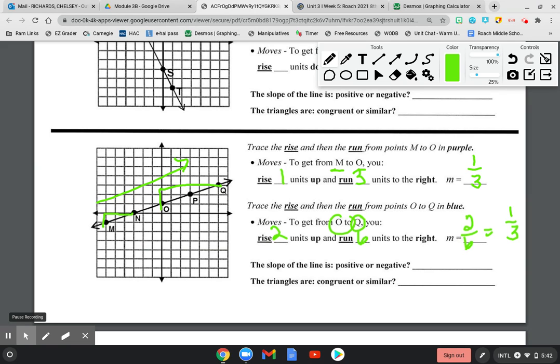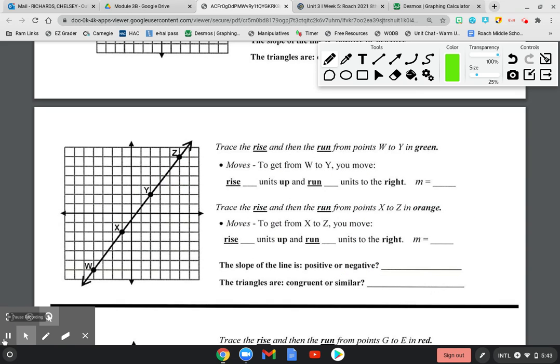So is the slope positive or negative? Well, we use positive numbers, so it is positive. Also, I can tell because it's an increasing line. And then are those two triangles you made congruent or similar? They are similar because one triangle is bigger than the other, but they do have the same scale factor.